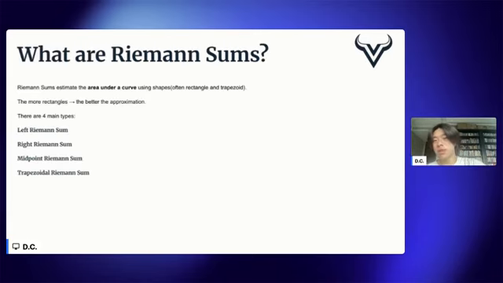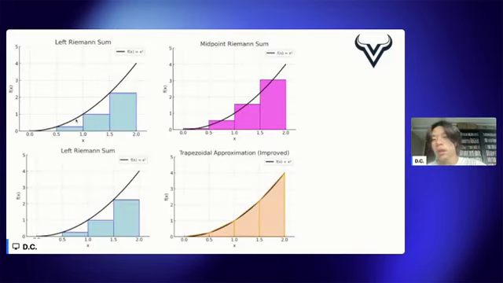So let's start with some definitions. What are Riemann sums? They're used to estimate the area under a curve using shapes. In the course we've only talked about rectangles and trapezoids. The more rectangles, the better the approximation, which is pretty obvious. There are four main types: the left Riemann sum, right Riemann sum, midpoint Riemann sum, and the trapezoidal Riemann sum. And here are some visuals.